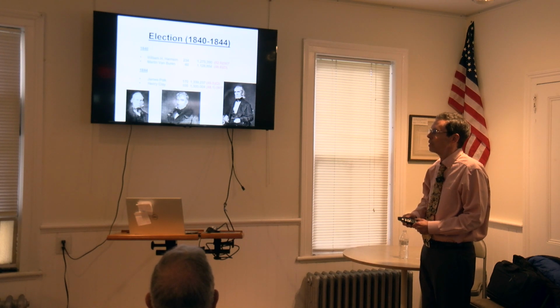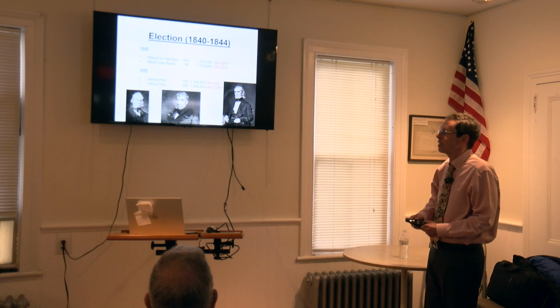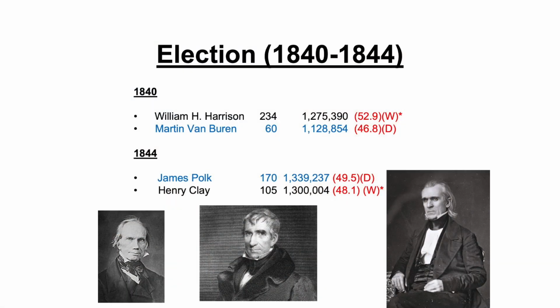Instead, James Polk becomes the candidate from Tennessee. And Henry Clay, again, in his third outing here, runs against Polk, but gets close. I mean, look how close that election was as far as numbers. That was a very close election.